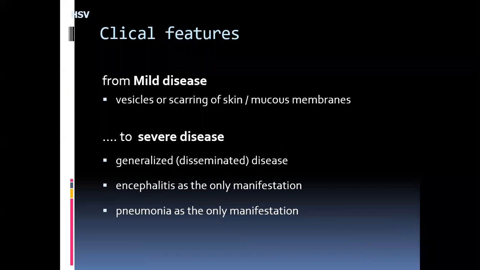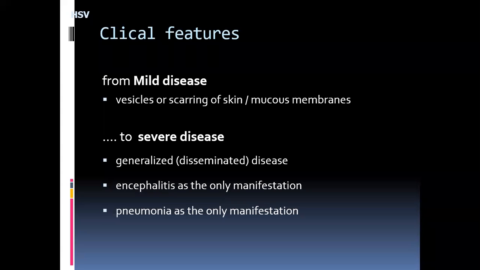Now the clinical manifestation of herpes simplex. It ranges from mild disease, which can produce vesicles and scarring of the skin, and vesicles and scars on the mucous membrane, to a severe disease pattern that is generalized and disseminated.